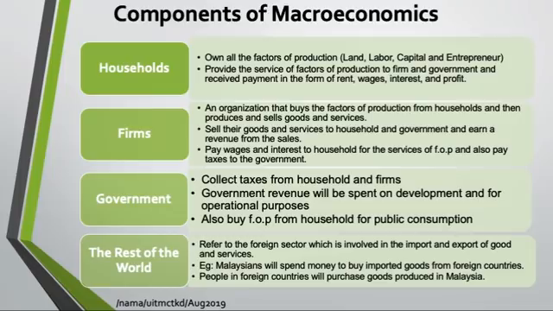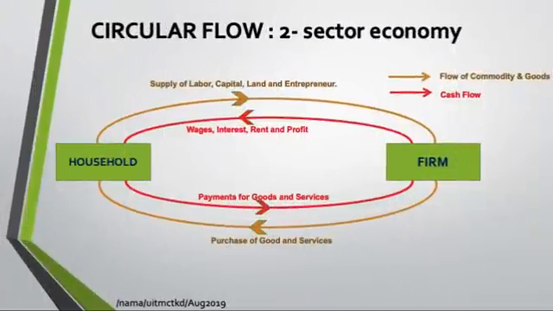Okay, from this component we will construct a circular flow, 2 sector economy, 3 sector economy and 4 sector economy. The 2 sector economy is the simplest one because it only involves 2 agents, 2 components, which is household and firm. Hanya melibatkan household dan juga firm. Untuk household macam saya bagi tahu tadi, owns all the factors of production. Household owns labor, land, capital, entrepreneur, and household will provide all those factors of production to the firm. So here, household will provide land, labor, capital, entrepreneur to the firm, and firm will pay reward to the household in terms of wages, interest, rent, and profit.